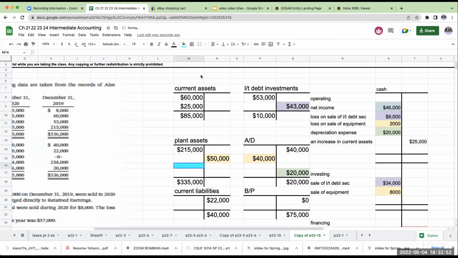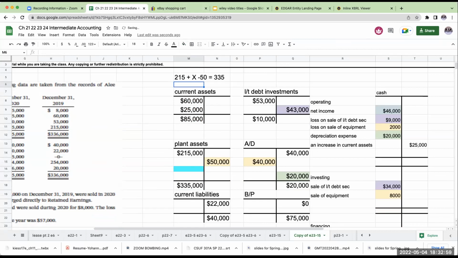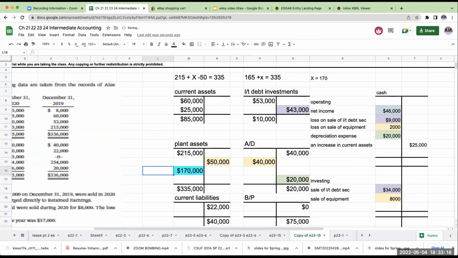So how are we going to go through and balance as well? We're going to say 215 plus X minus 50 equals 335. If I'm isolating X, this is going to be 165 plus X equals 335. X is going to be equal to, what is this? This is going to be 170. Let's check it out. If I put in 170,000 here, 215 plus 170 minus 50 gives me 335. This is why I love accounting math.